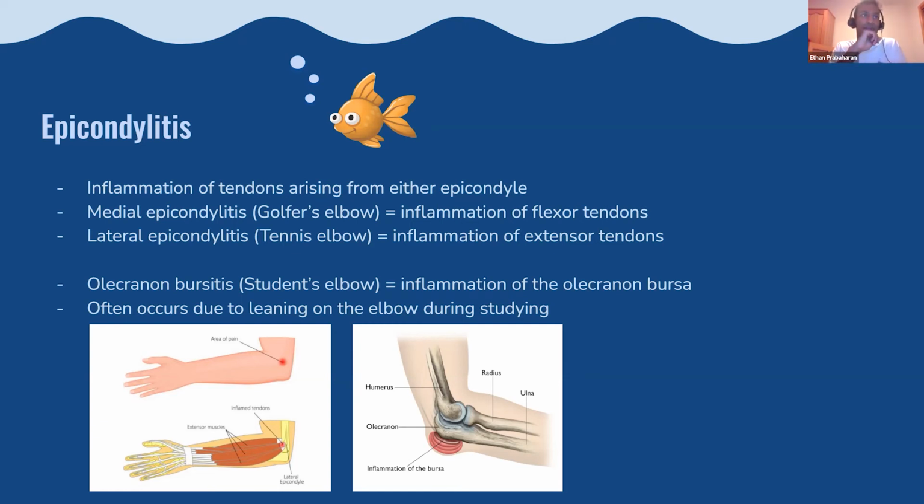We also have olecranon bursitis. Just remember, a bursa is like a fluid-filled sac that decreases the friction between different structures. It's called student's elbow because sometimes when you study, you're leaning on this olecranon, which is the big bump at the back of the elbow. And if you're leaning on it for too long, structures get rubbed together and they get inflamed. And if you're leaning on your elbow during study, you might actually get this olecranon bursitis.